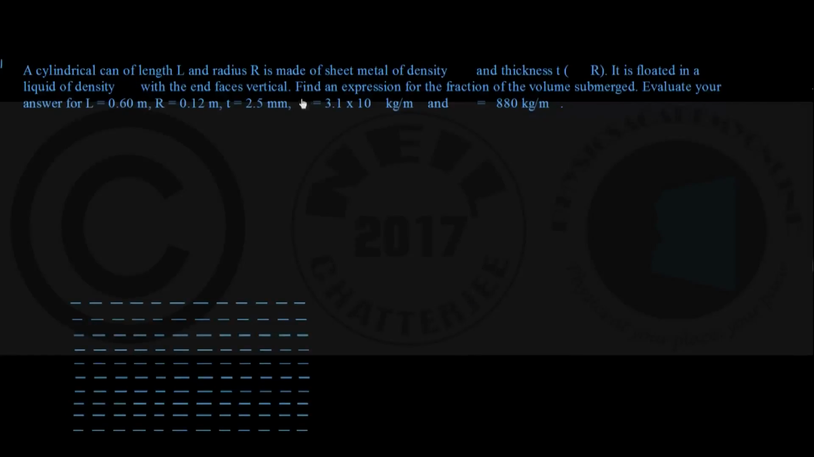So let me read the first problem. This one tells that a cylindrical can of length capital L and radius capital R is made of sheet metal of density rho and thickness T, where T is much less than capital R, the radius of this cylindrical can. It is floated in a liquid of density rho F, F for fluid, with the end faces vertical.